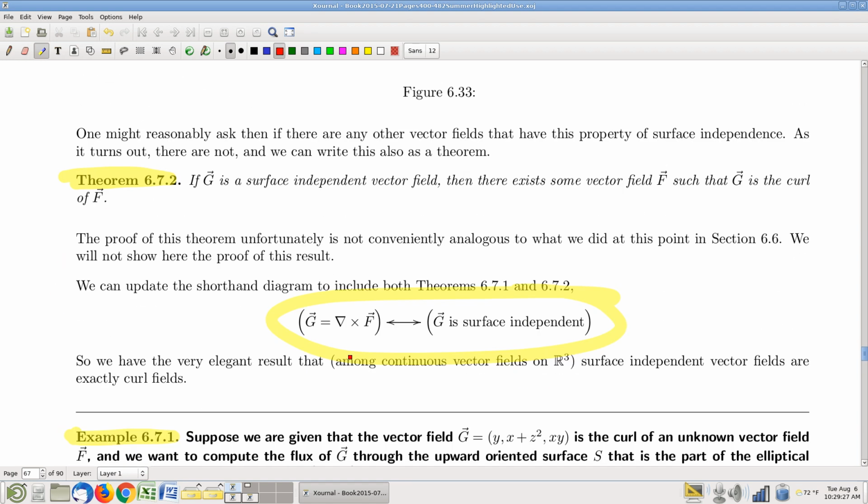Okay, true fact, harder to prove. Not only is every curl surface independent, but only curl fields are surface independent. In other words, every surface independent field is a curl. Okay, and again, I'm not going to prove this. It's beyond the scope of this course, but true fact. Again, ignoring regularity, everything in sight that we're talking about here must be continuous and differentiable and continuously differentiable and all that as necessary.